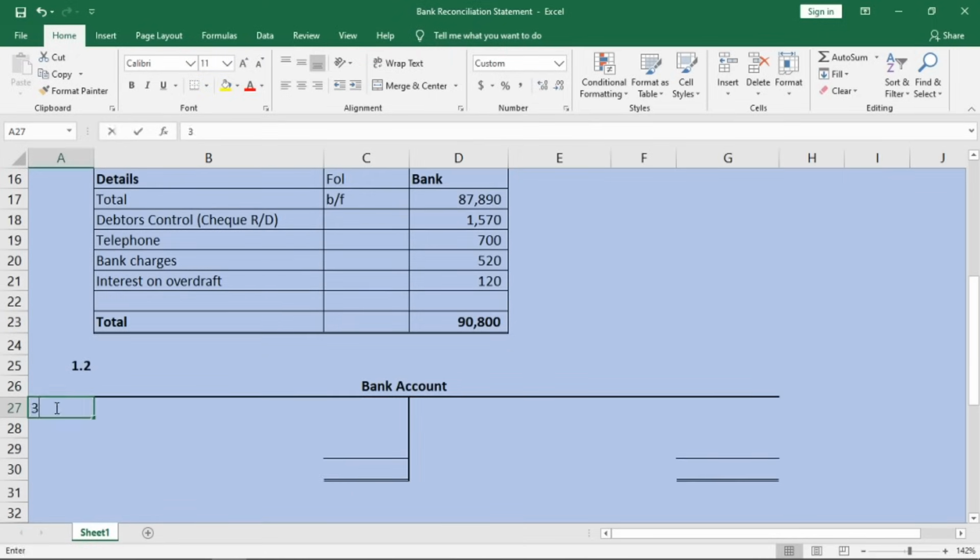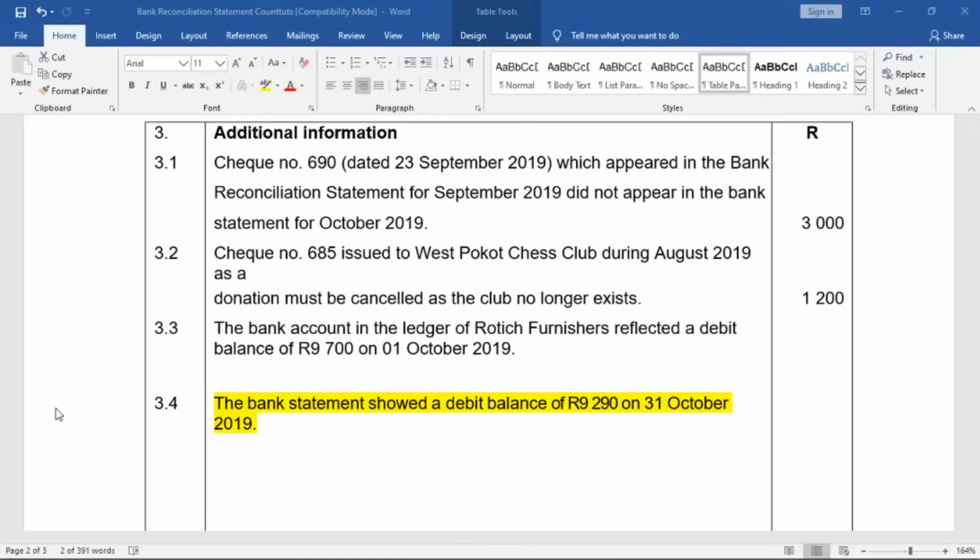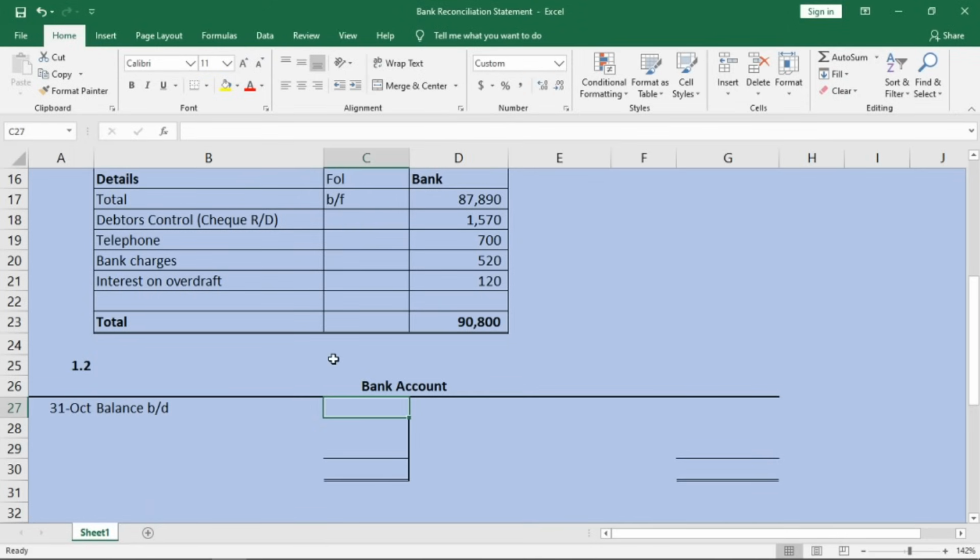Let's put our date, 31st October. And then what is our detail over there? We're going to call it balance brought down. And then here, what were we told? First of all, that the bank account in the ledger of Rotich Furnishers reflected a debit balance. So according to our books, we had a balance of 9,700. So that's the first thing we do. We put that 9,700 in the bank account ledger.